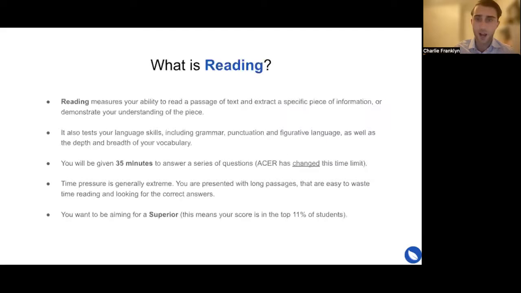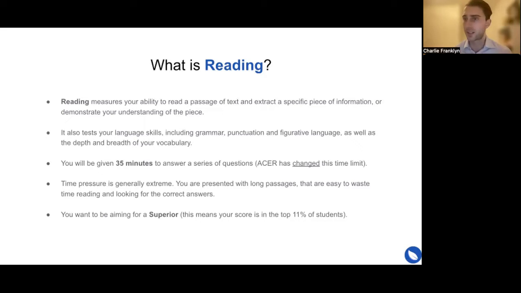So a reading introduction. What is reading? Well, reading really measures your ability to read a passage of text and extract a specific piece of information or to demonstrate your understanding of the piece. And this is one of the biggest things if you think about it from the examiner's perspective. What are they looking for? They're looking for students who can read these passages really quickly and extract key pieces of information to find the right answer. That doesn't mean that that's going to be the way that we're going to approach it.